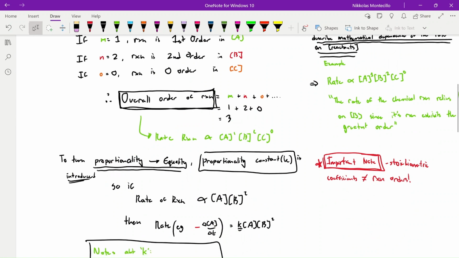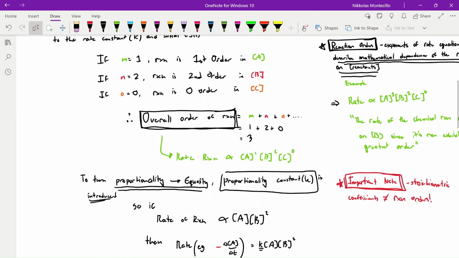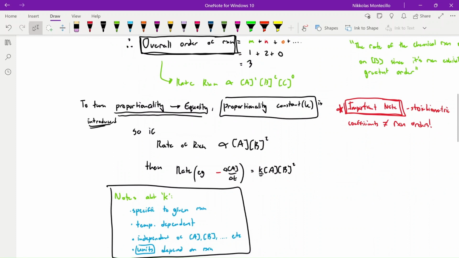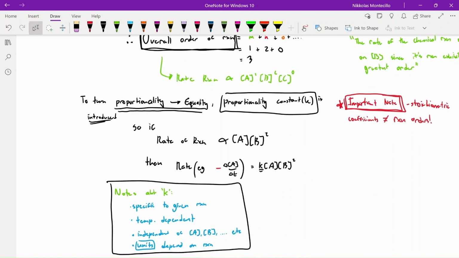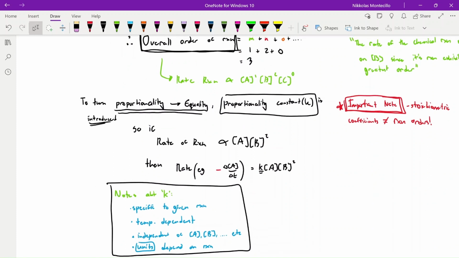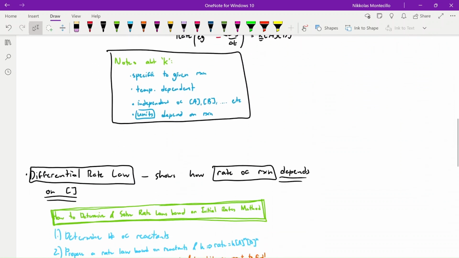Now, let's consider the proportionality constant or rate constant K. There are a couple details about K that we want to keep in mind. K is specific to a given chemical reaction. It's temperature dependent. It's independent of the concentrations of the reactants, and the units depend on the chemical reaction itself.